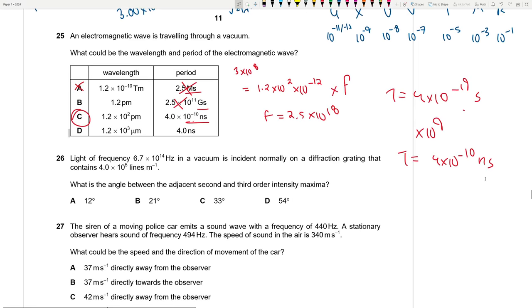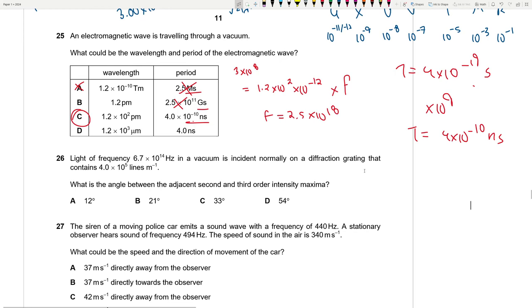Question 26. Light of this frequency in a vacuum is incident normal on a diffraction grating, which contains this number of lines per meter. What is the angle between the second and third order? So it's a diffraction grating, so it will be d sine theta is equal to n lambda. Okay, we have to find out d. So d is equal to 1 by N, so d will basically be 1 divided by 4 into 10 power 5.